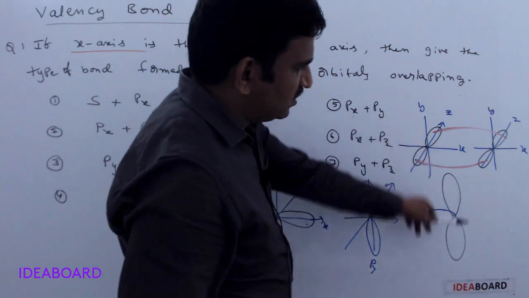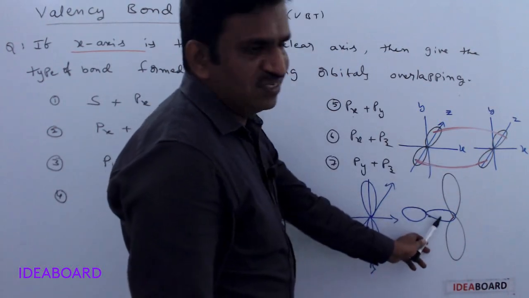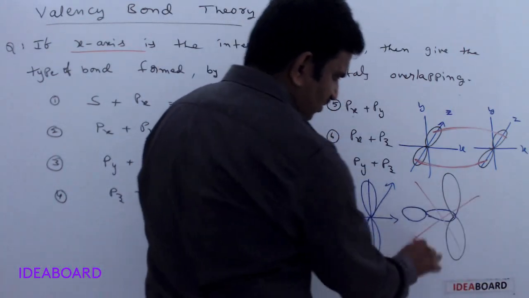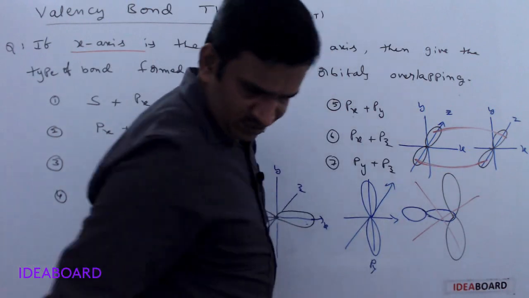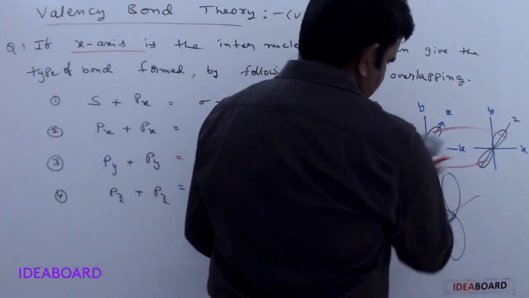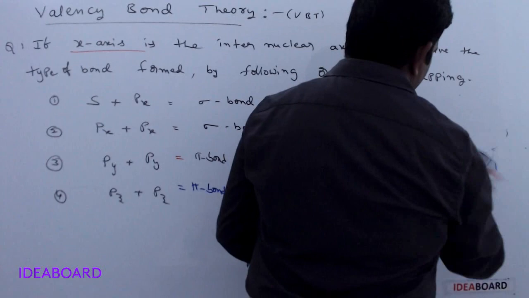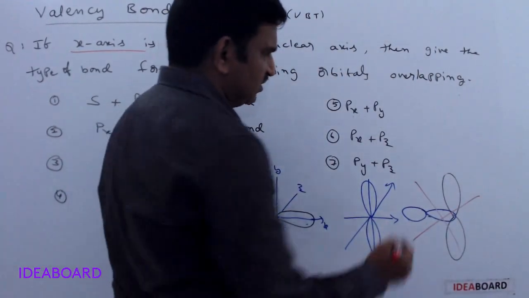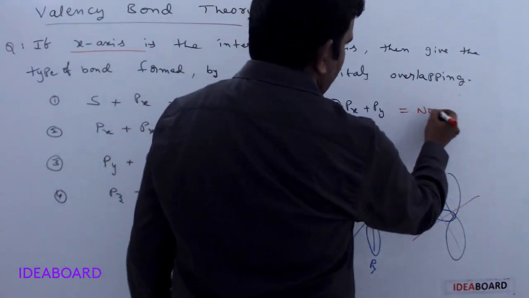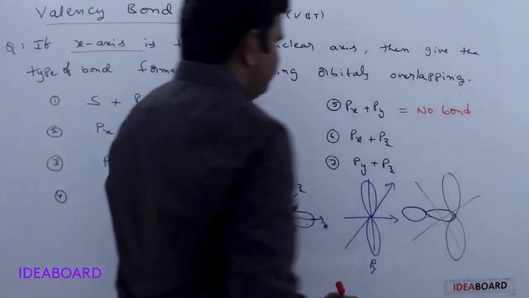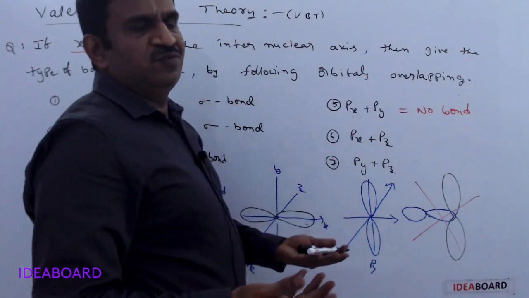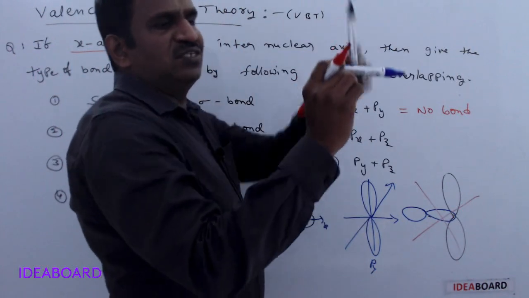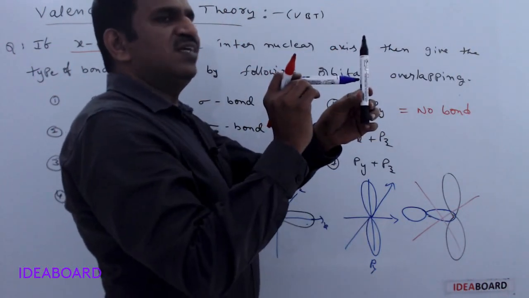Here electron density is present here and here, and the other electron density is present there. So there is no bond formation. Whenever we have orbitals of different directions, no bond formation occurs. Px, py, how is it possible? One is going in one direction, and the other orbital's electron density is in another direction. So the overlapping will not occur.